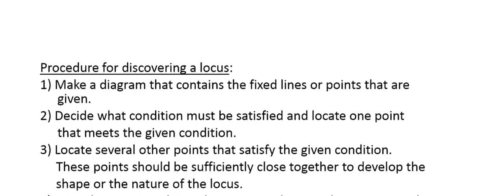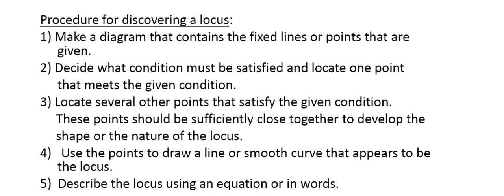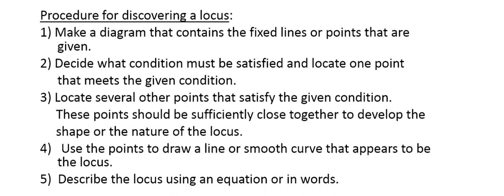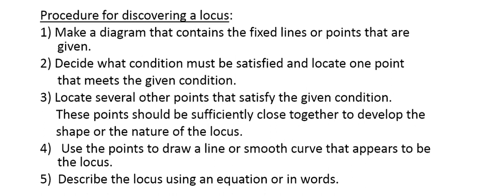All right, now I'm going to talk a little bit about the procedure for discovering a locus. This is down at the bottom of your paper because had I been here, we would have done things a little bit differently today. So to discover a locus, the very first thing you're going to do is make a diagram that contains the fixed lines or fixed points that are given. There are always going to be points or lines given to you to start with, and that is logically where you're going to start. Then you're going to decide what the condition is that needs to be satisfied.